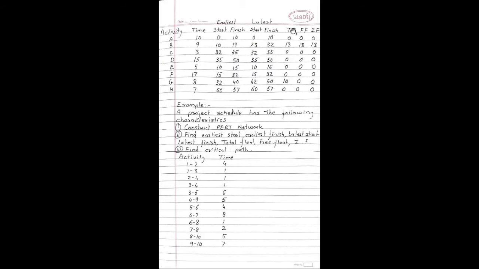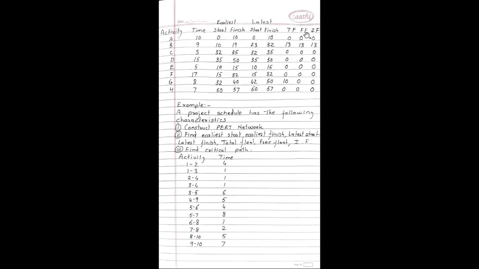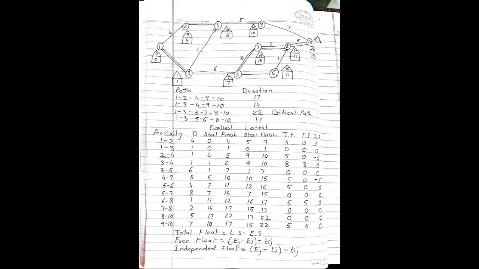Now to get independent float for activity A, let us calculate. This is 10 minus 0, which is in red triangle. So 10 minus 0 becomes 10. 10 minus 10 becomes 0. So the first activity, independent float is 0. Activity B.